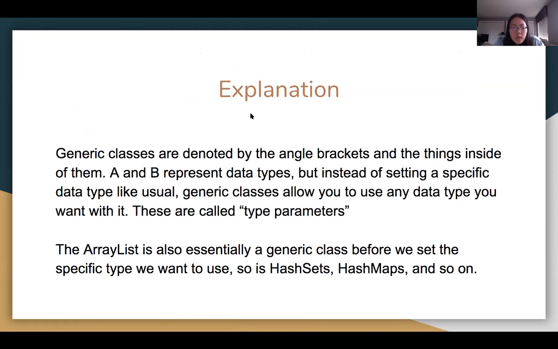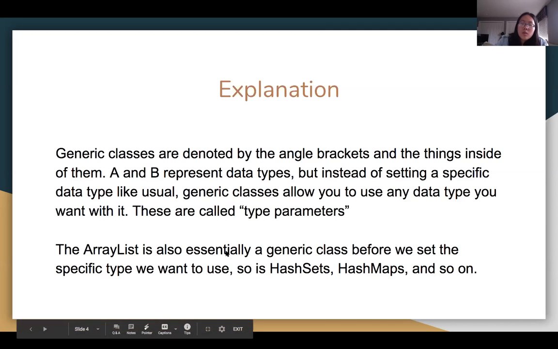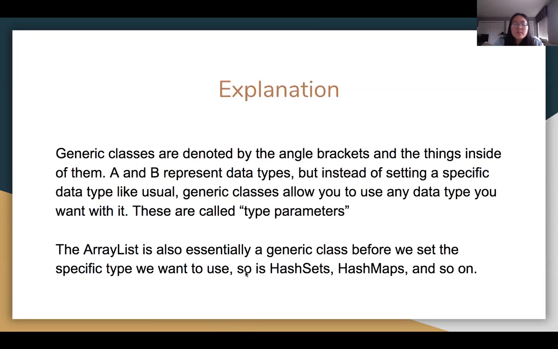All right, so this basically already summarizes what I just said. Generic classes are denoted by the angle brackets and the things inside of them, data types. A and B represent data types, but instead of setting a specific data type like usual, generic classes allow you to use any data type you want with them. These are called type parameters. Next, the ArrayList is also essentially a generic class before we set the specific type we want to use. So are HashSets, HashMaps, and so on.